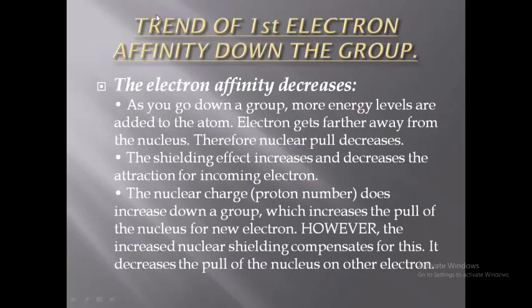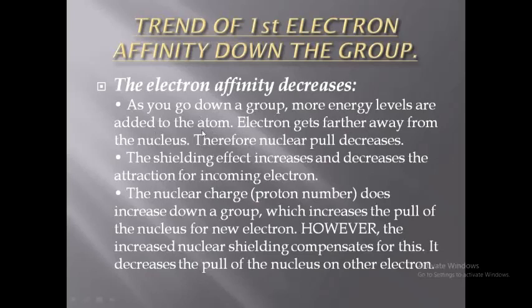Here, for the trend of first electron affinity down the group, the electron affinity decreases down the group. The first reason is, as you go down a group, more energy levels are added to the atom. The electron gets farther away from the nucleus, therefore the nuclear pull decreases. Electron affinity is the love for electrons, as affin means to love electrons.